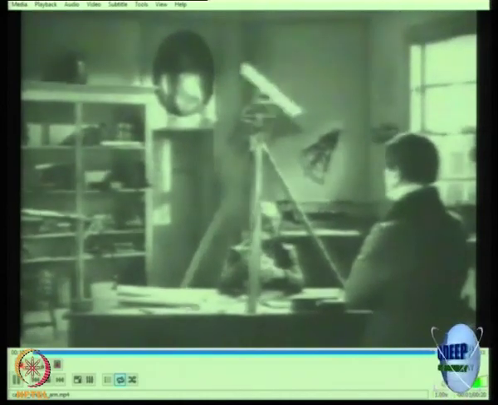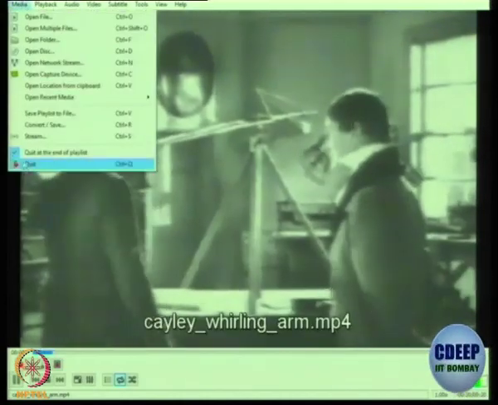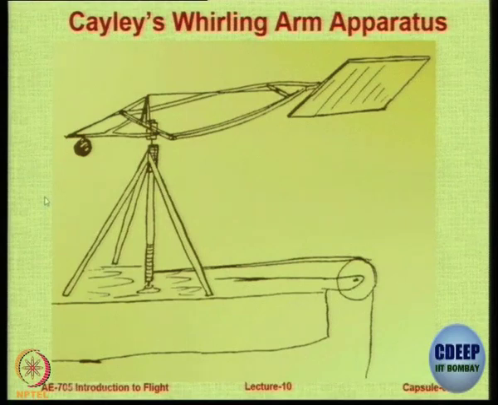So this is a precursor to the wind tunnels, called the rotary arm or whirling arm apparatus. Such systems were also used to calculate the forces acting on airships and other bodies.